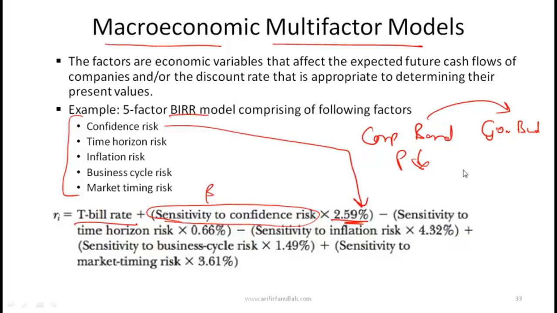So the confidence risk looks at unexpected changes in these spreads. The time horizon risk looks at the spread between, say, long-term bonds and short-term bonds. Inflation risk, you can guess what that means. I think it's worth spending a few minutes reading these in the curriculum, and that will be good enough. Once you know the various factors for a given economy, those factors will have certain numbers, and for a given stock, we'll have sensitivity to those factors. Based on that, we come up with the required return.